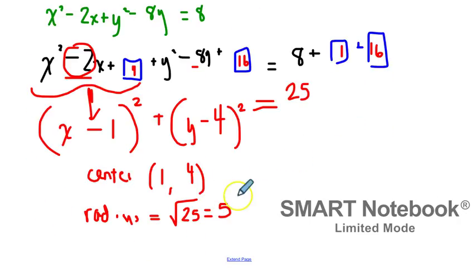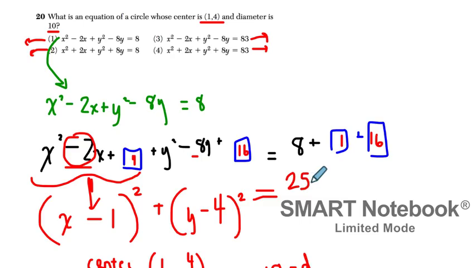Oh, hold on. We might have gotten the answer. If the radius is 5, the diameter is twice that. So the diameter is 10, which coincidentally, just by picking the first one, I got the right answer. Cool. Didn't have to do much work. So 1 is the answer.